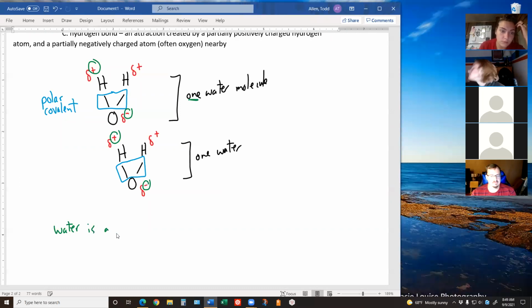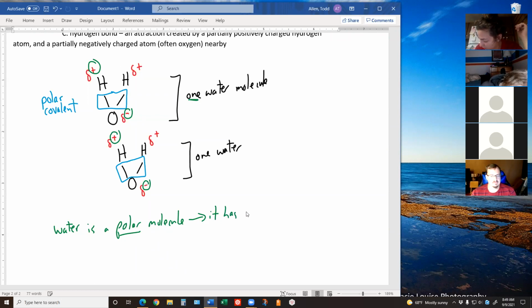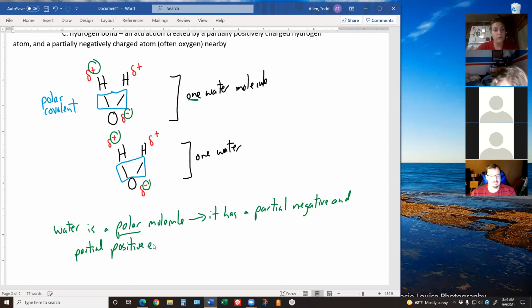Water is a polar molecule, meaning it has a partial negative and partial positive end. Well, why does it have a partial positive and partial negative end? Because of the polar covalent bonds.